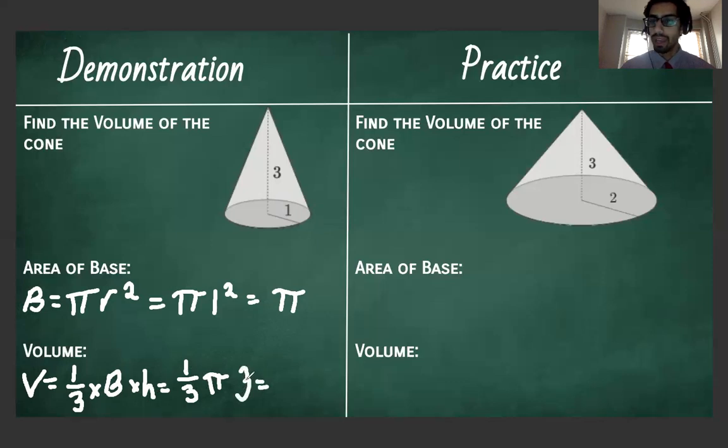1/3 times 3 cancels out. So what am I left with? I'm left with just pi. We're going to solve all our answers in terms of pi, so we're just going to leave it like that. If I asked you what the volume of this cone is, we would just say pi. If you wanted to write it as 3.14, you could, but I'll be showing you all the solutions in terms of pi, so the volume of this cone would just be pi.